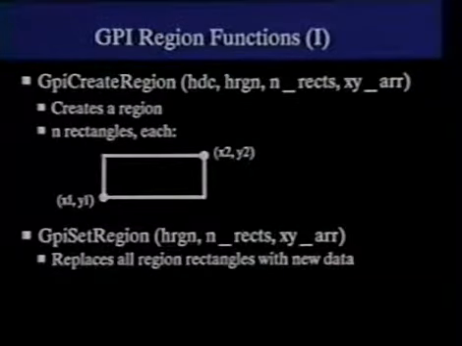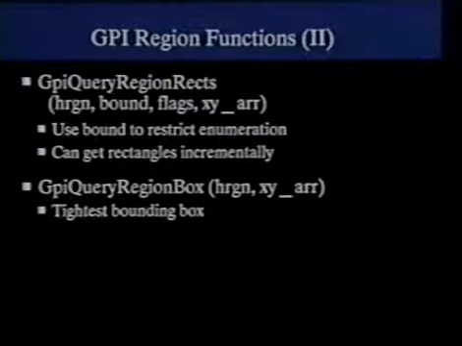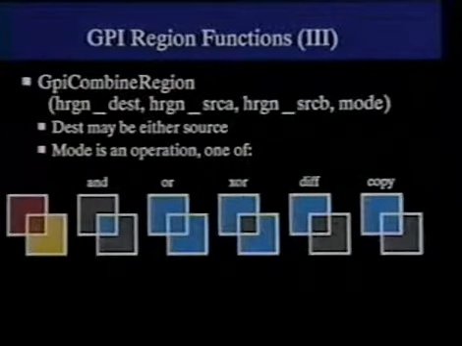The functions available to you for use of regions involve the creation of a region, where you pass in a bunch of rectangles and an array of values, lower left, upper right, which will make up the region. If you decide that you want to reuse a region handle, but you don't like any of the data in it, you can reset all of that data with a set region call. If you forgot what's in a region, you can find out the bounds around, the tightest bounds, or you can enumerate all of the rectangles that make up a particular region, and you can find the tightest bounding box as well. There are a number of operations supported for combining regions one with another.